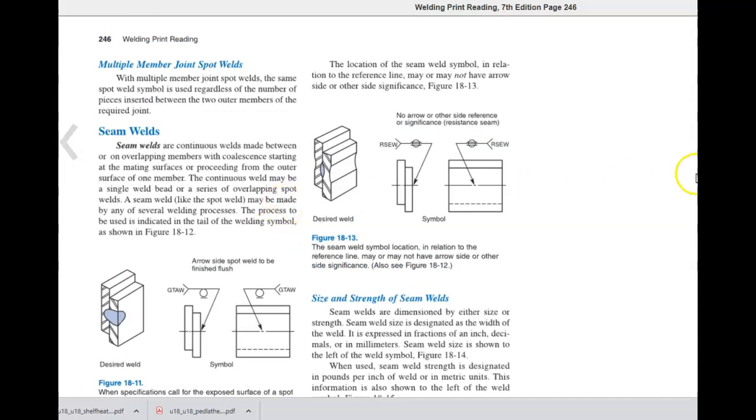The location of the seam weld in relation to the reference line may or may not have the arrow side or other side significance. The seam weld symbol location in relation to the reference line may or may not have arrow side or other side significance.